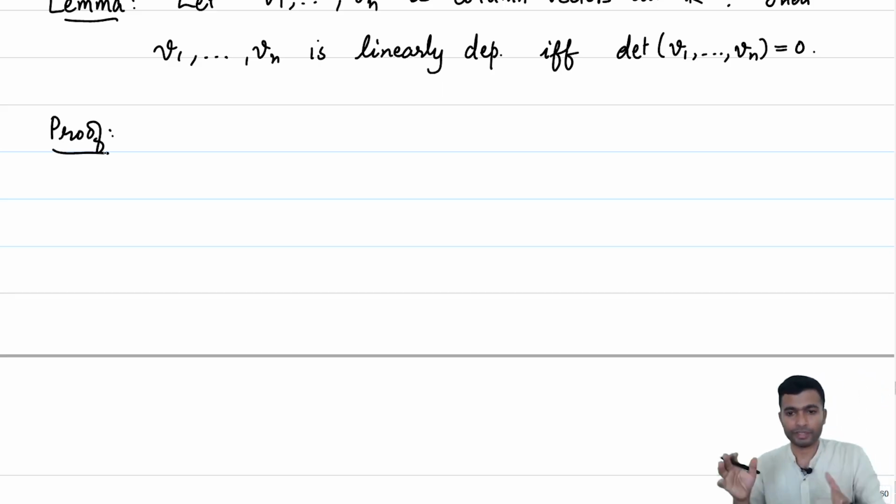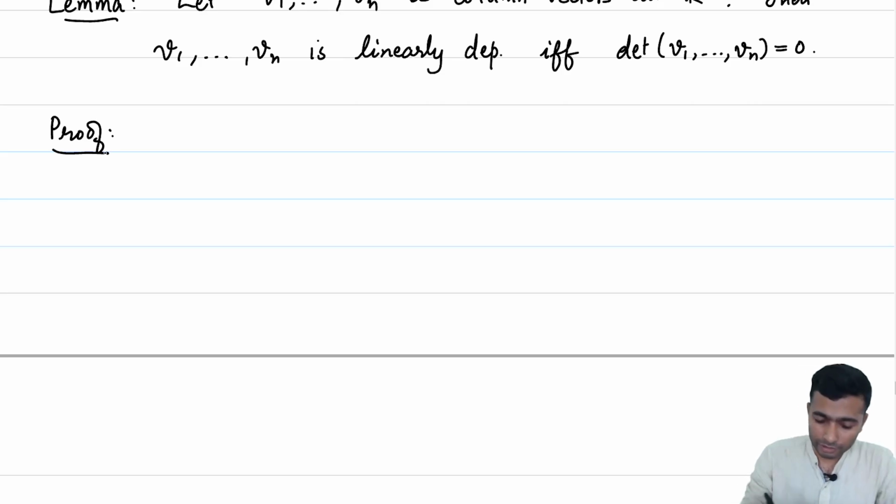So, in particular, if we have a matrix that has determinant equal to 0, then the columns of that matrix should necessarily be linearly dependent, and therefore, it cannot have full rank. That is what it says. Let us give a proof of this.